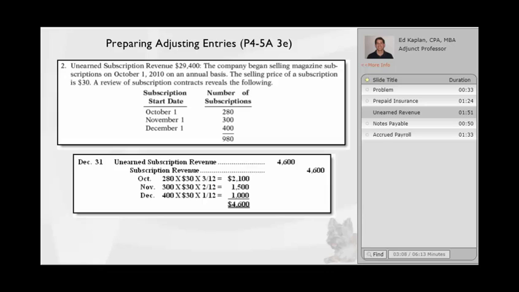The value of the subscription is $30, so we multiply 30 times 280, and then since it started in October, the months of October, November, and December all should have subscription revenue recorded, and that's why we multiply the 280 times the $30 times 3/12. We go through the same procedure to calculate November and December subscription earned. Only what you will see is, of course, the months go down by 1 for November and go down by another 1 for December, so that we're recording 3/12 for October subscriptions, 2/12 for November, and just 1/12 for December.